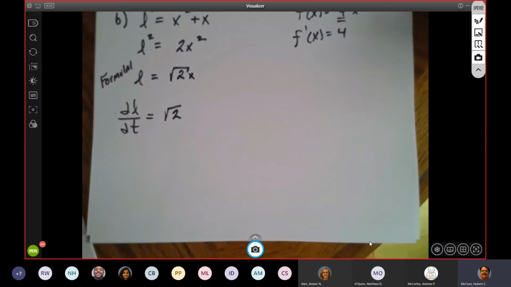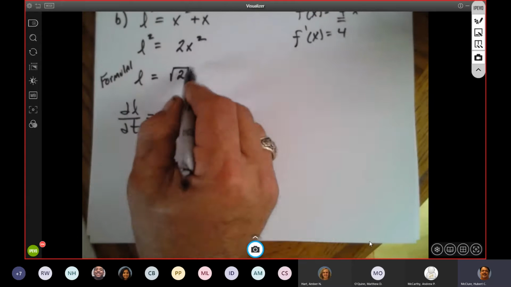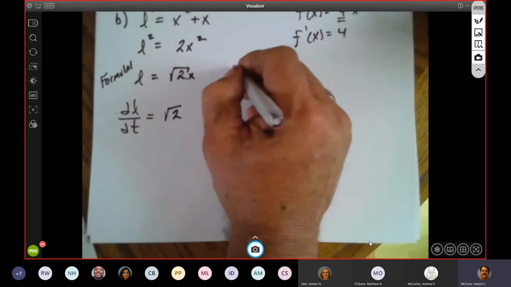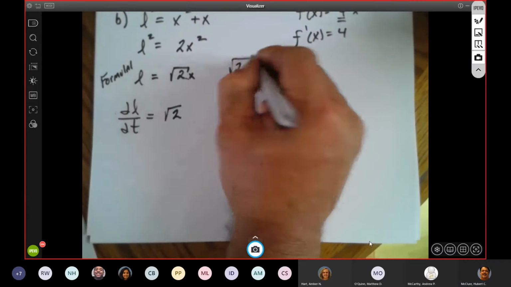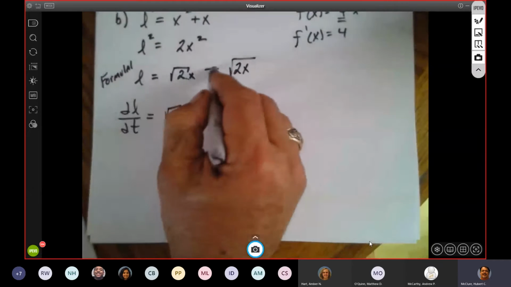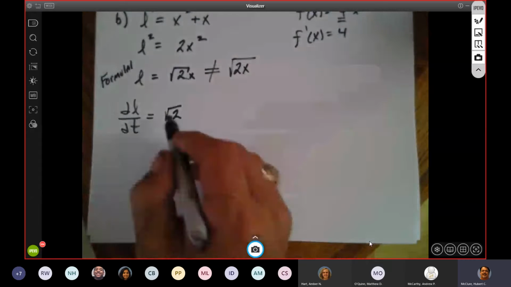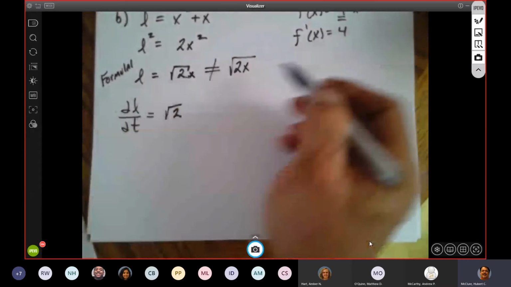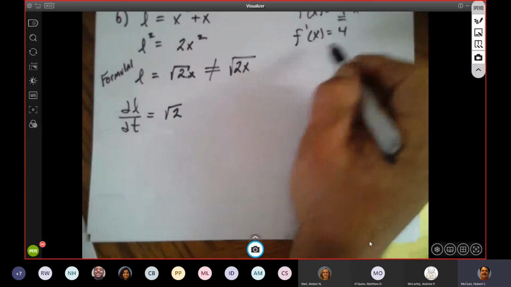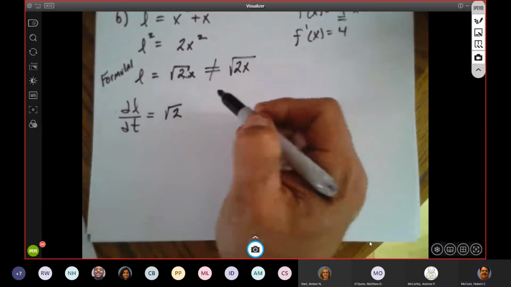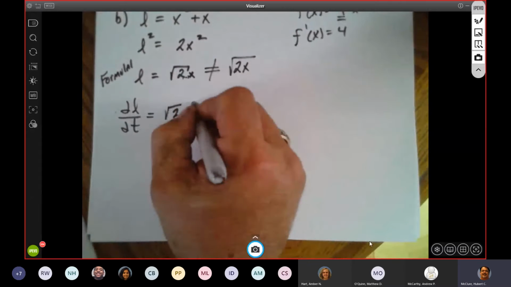What people get this one mixed up with is the derivative of the square root of x, with 1 over 2 times the square root of x. These are two different animals. The square root of 2 times x is the same thing as 4x. The square root of 2 is a number. And this is dx/dt.